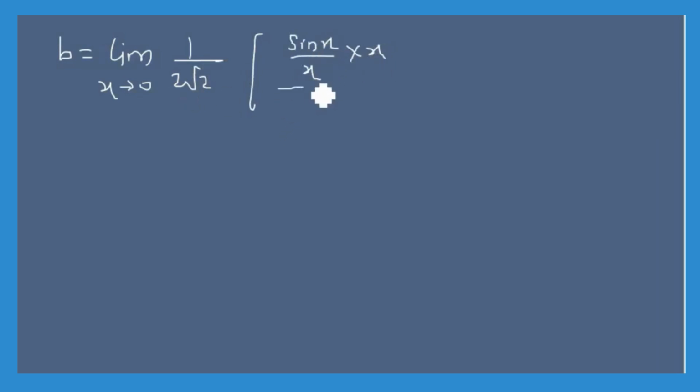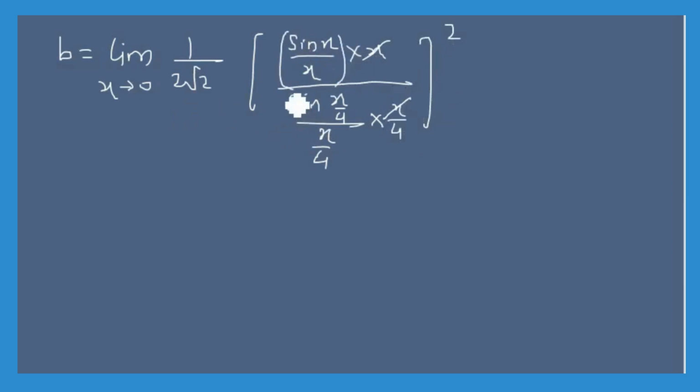Now I will use the formula to find this value. So b equal to limit x tends to 0, 1 by 2 root 2, and here we have sin x. I divide the sin x by x, because limit x tends to 0 of sin x by x is 1. And in the denominator we have x by 4, so I also divide this by x by 4 and multiply by x by 4, and then the whole square. So this x and this x cancel. This value becomes 1, and this value also becomes 1. So we can write this as 1 by 2 root 2, and in bracket we have 1 by 1 by 4, so this will be 4 by 1, the whole square.